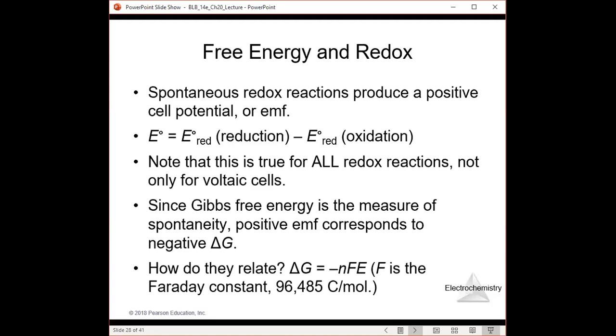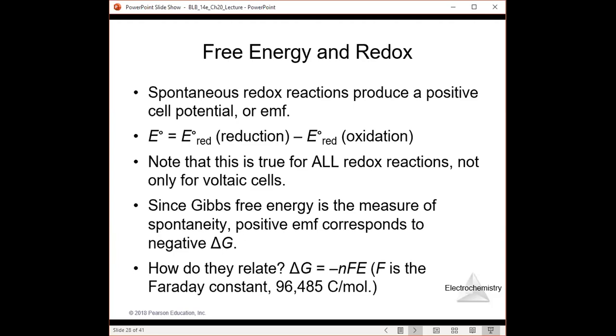Now, how does Gibbs free energy fit into that? It's the measure of spontaneity. A positive EMF corresponds to a negative delta G. So how do they relate? This is the equation right here: delta G is equal to negative nFE. That's how they relate.